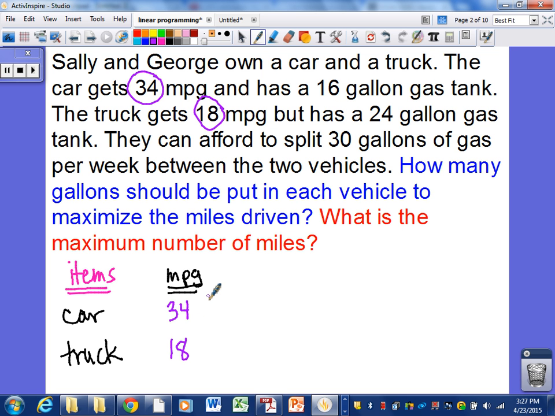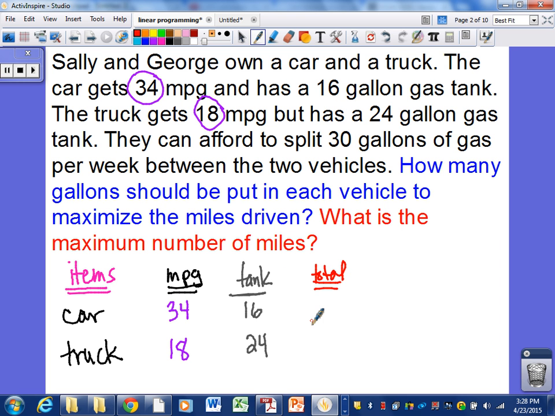This is what we were trying to maximize, how many miles we can drive on a certain number of gallons. So this will be important later, but not just right now. The next constraint that we have is the tank size. The car only has a 16-gallon tank, and the truck has a 24-gallon tank. And together they can split 30 gallons of gas. So that's kind of an aside down here, another piece of information that they have to split 30 gallons of gas.